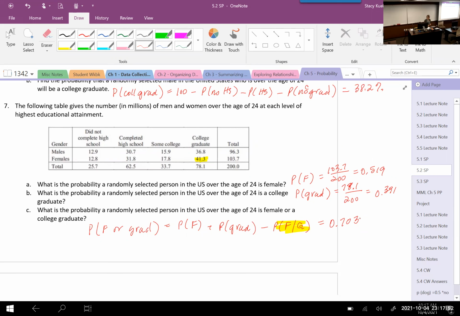All right, you want to make sure that you can get that. Very good. Any questions? No questions on that? This is the addition and the complement rule, okay? So the only other type of probability that we're going to talk about has to do with independence as well as the multiplication rule.